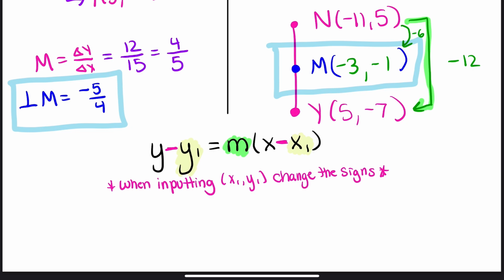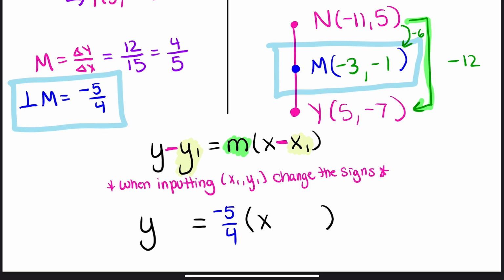So what I mean by that is my equation of my line is always going to have this y, always going to have this equal sign, always going to have this parenthesis with an x and an end parenthesis here. And I am expected to put my slope right here and the x coordinate of my midpoint here and the y coordinate of my midpoint here. So let's go ahead and put that slope in first. We already know my slope is going to be -5/4.